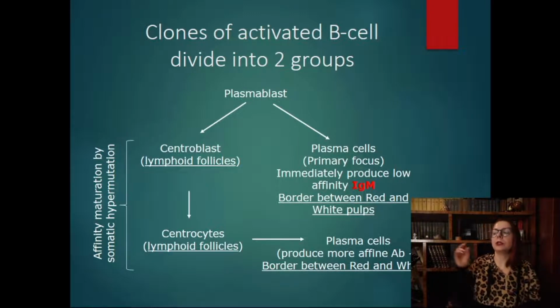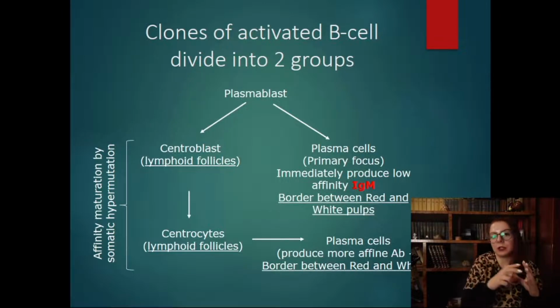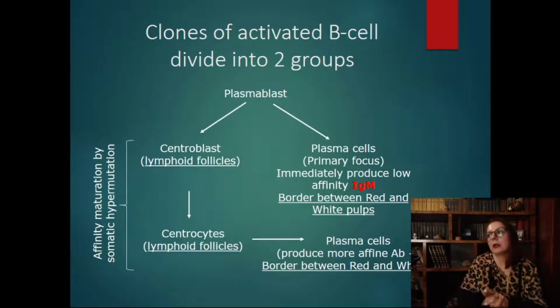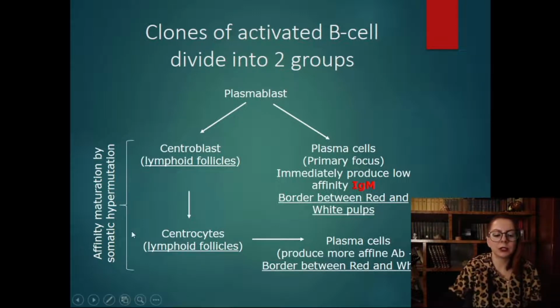So they introduce mutations in the variable regions of their antibodies, and after that they test those antibodies, whether their affinity has increased. In this case, they survive and they continue to improve their antibodies. In case affinity was lost, such centrocytes die through apoptosis.